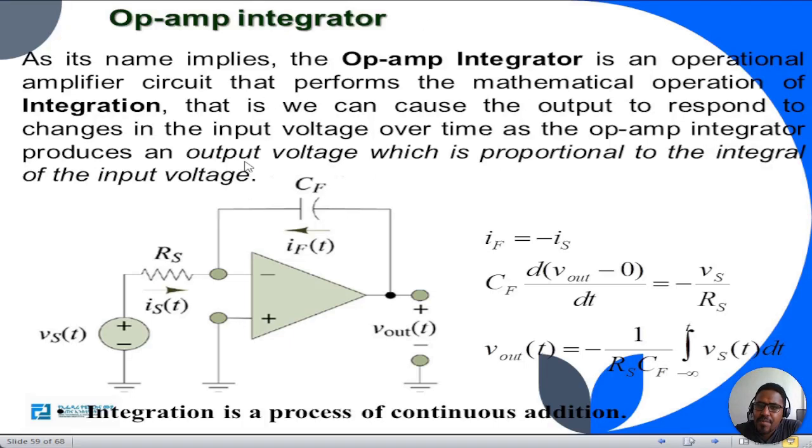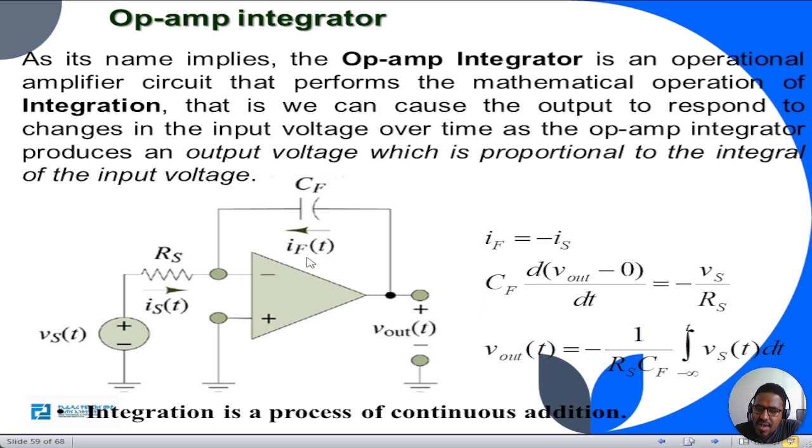Okay, another type of op-amp circuit is the op-amp integrator. As its name implies, the op-amp integrator is an operational amplifier circuit that performs the mathematical operation of integration. That is, we can cause the output to respond to changes in the input voltage over time, as the op-amp integrator produces an output voltage which is proportional to the integral of the input voltage.